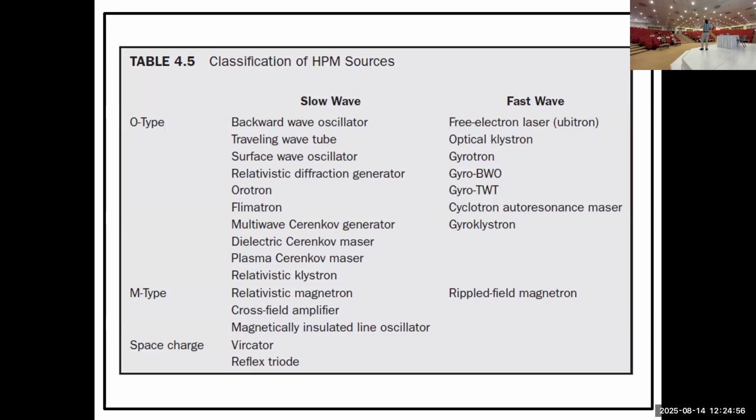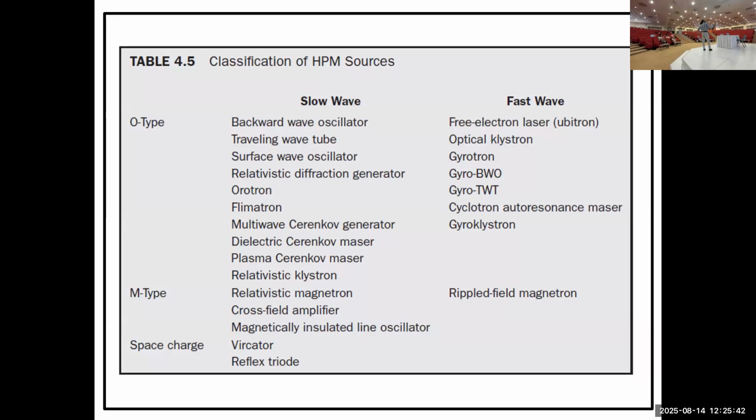On the dispersion curve, if you operate on the forward, positive slope, you have forward wave interaction, and this is one type of device. If you have a backward, negative slope, you're going to have a backward wave type of device. If you are working at almost zero group velocity, you have different types of devices. So as you change the operating point, you change the instability, you change the physics of the device, and you're going to have a list of different types of devices: surface wave oscillator, relativistic diffraction generator, orotrons.